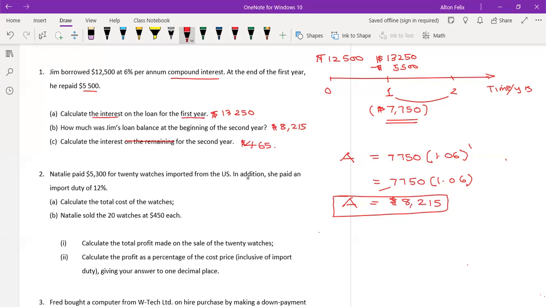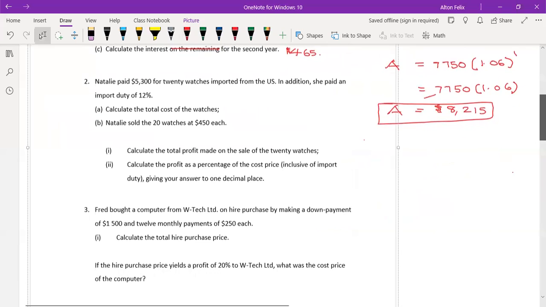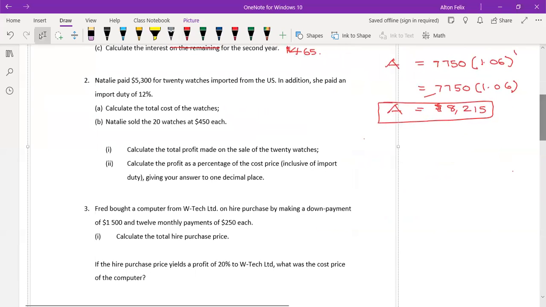Okay, so let's go to question number 2 involving Natalie now. What did Natalie do? Let's see. We are told Natalie paid 5,300 for 20 watches, which she bought from the US. And she also has to pay 12% import duty tax. Calculate the total cost of the watches, right? I know we can do that one.